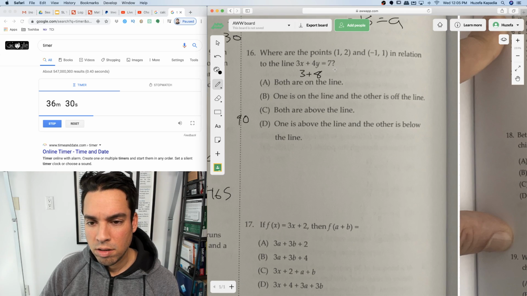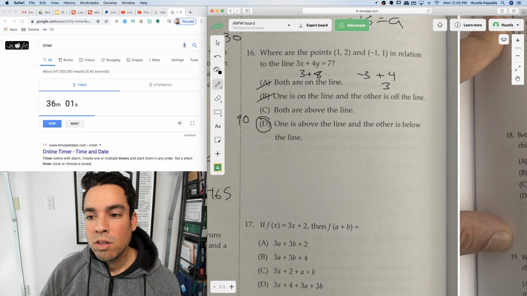Because 1 is on the, yeah, so this is above. So 1 is above, at least. So negative 1, if I plug it in, negative 1 is negative 3 plus 4 is 3, and that's below. So they're definitely both, neither are on the line.